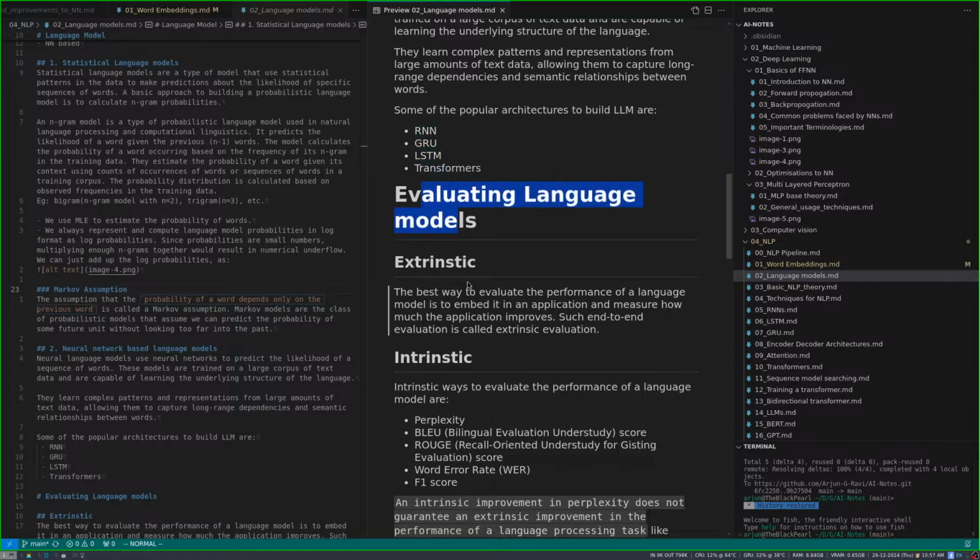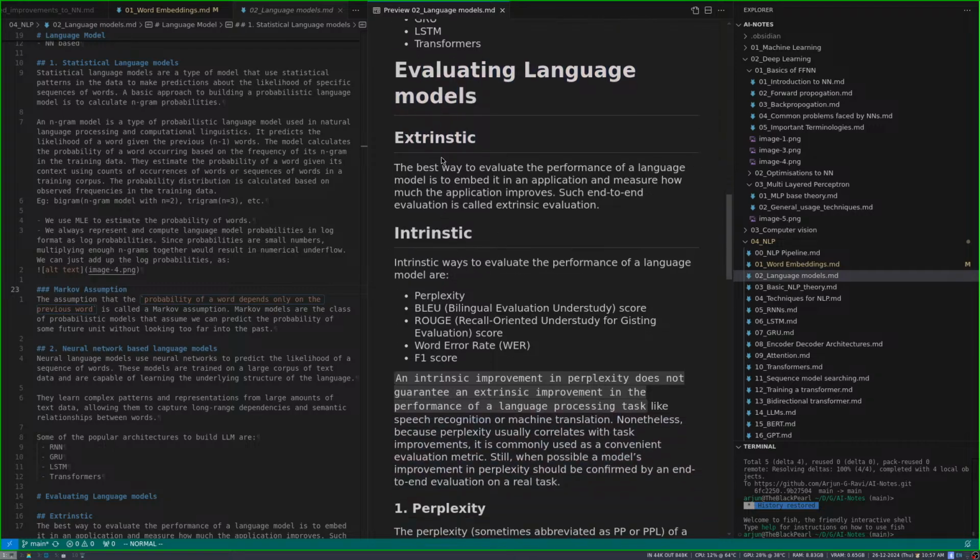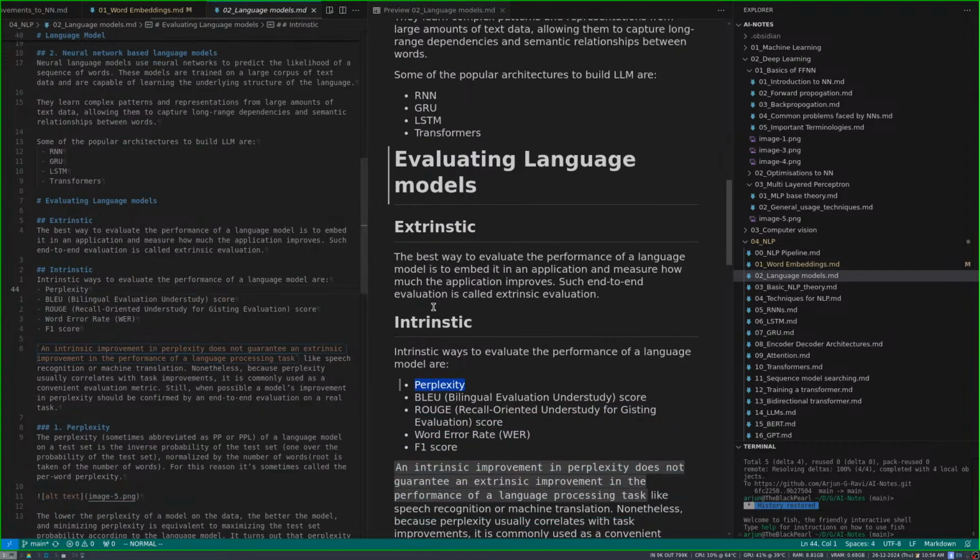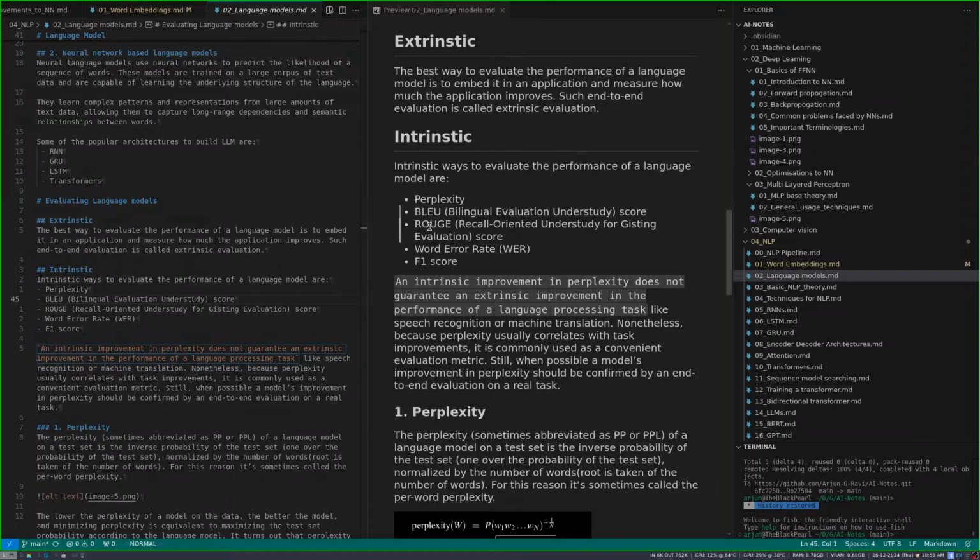Evaluating language models. How do we evaluate? First is extrinsic, like just using it. Then is intrinsic. Primary methods are perplexity, BLEU score, ROC score, word error rate, F1 score. Intrinsic improvement doesn't guarantee an extrinsic improvement.